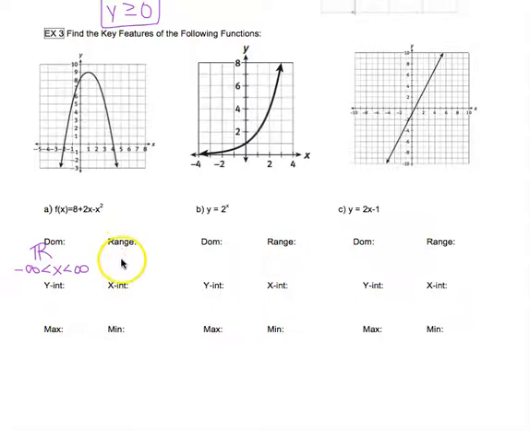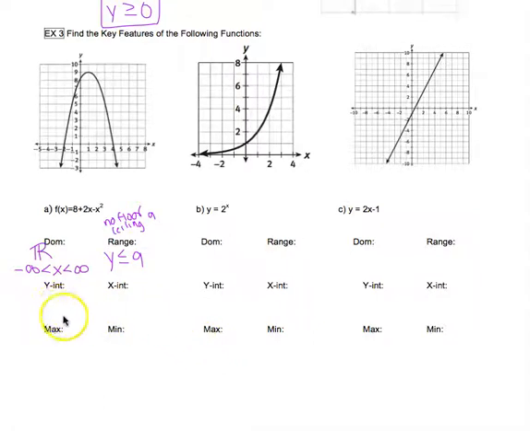Range values, I have to look at the graph for range. So first I look for a floor. Looks like I've got arrows going down, so there is no floor. Now I look up for the ceiling. Oh, I do have one. It stops right here. So the ceiling is 9. If I have a ceiling and no floor, that means my values all have to be below the ceiling. So y is less than or equal to the ceiling, which was 9.